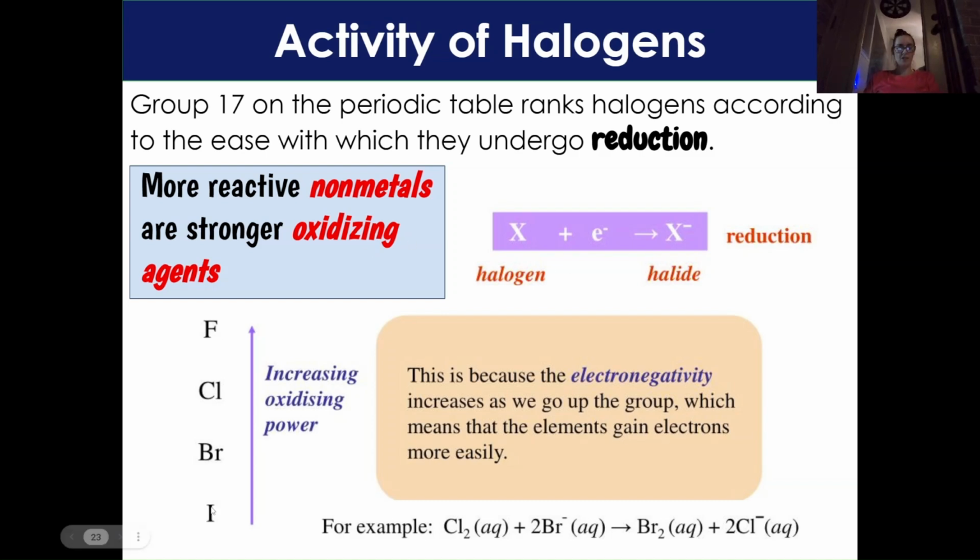Looking at the halogens, the things that are more electronegative are going to be reduced more easily. So fluorine is a stronger oxidizing agent than chlorine, than bromine, than iodine. If you're looking at an example where you have chlorine reacting with bromide, chlorine is a stronger oxidizing agent, so it's more willing to be reduced than bromide. Because of that, it can actually steal the electrons from bromide to become chloride.